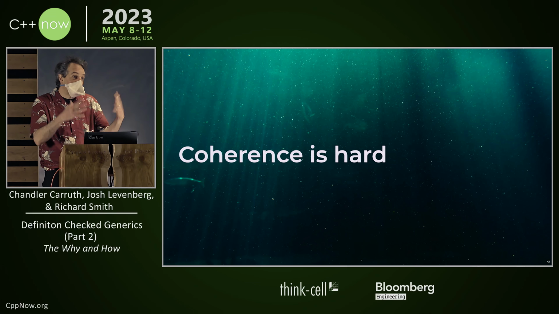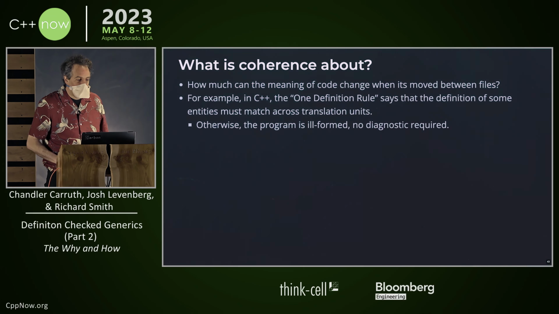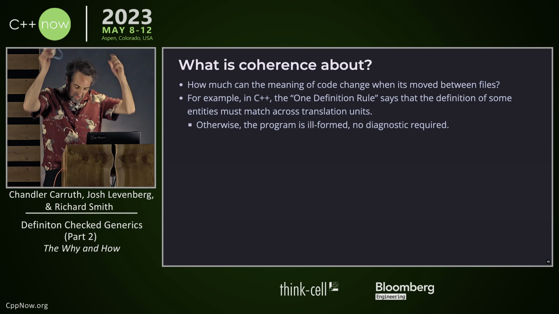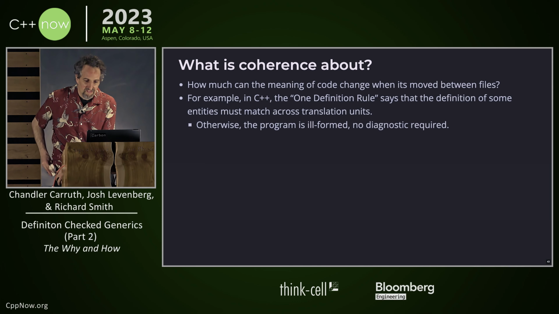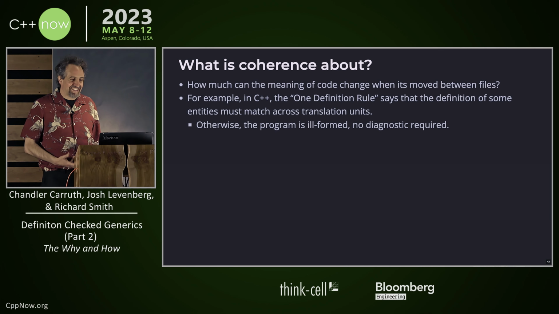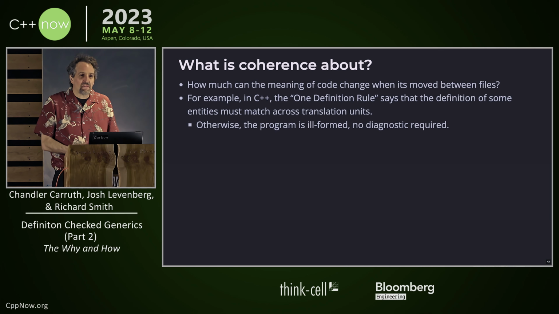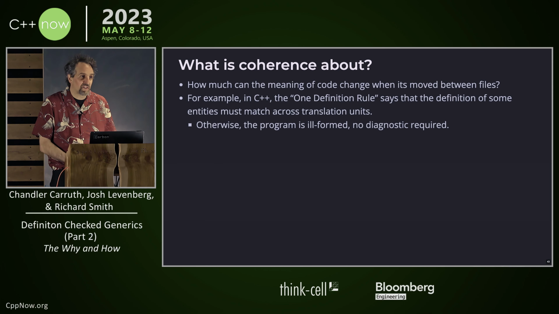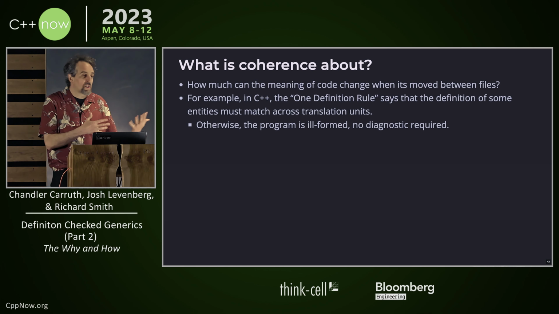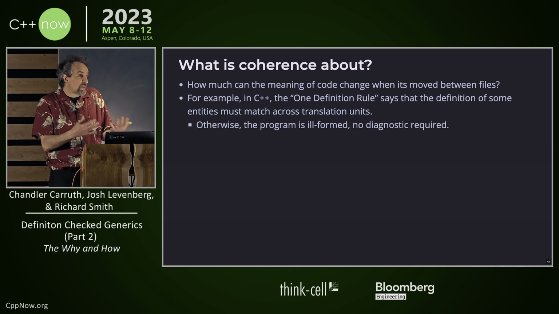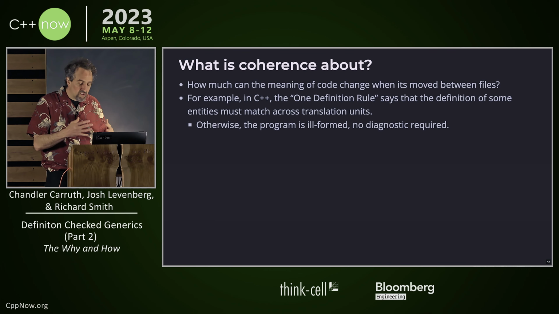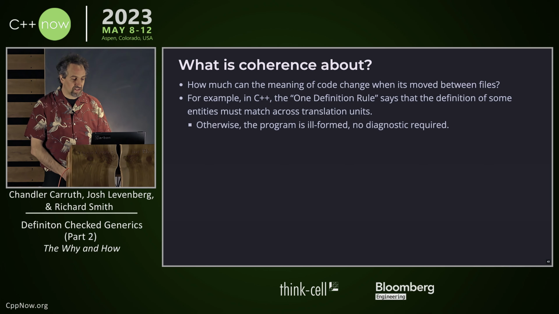I'm now going to talk about the next hard problem, which is coherence. So what's coherence? Coherence is about, we want the meaning of code to be consistent. This idea manifests in the C++ world as the one definition rule, where we insist that names have the same definition no matter which translation unit is referencing that name. But if there's a mismatch, the program is ill-formed, no diagnostic required.